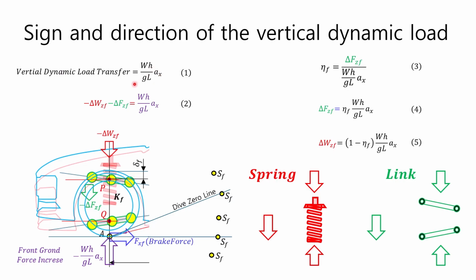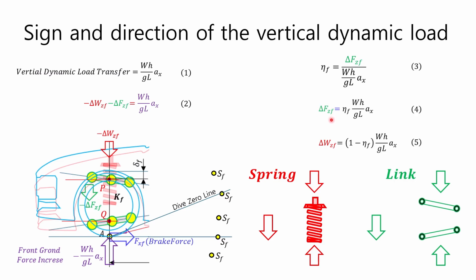Additionally, since the sum of the spring vertical dynamic load and the link vertical dynamic load is equal to the amount of total vertical dynamic load transfer, this can be expressed by equation 2. Meanwhile, we let eta F represent the fraction of the total vertical load transfer developed on the front suspension links. This can be expressed as equation 3. Therefore, the vertical dynamic load acting on the link can be expressed as equation 4.